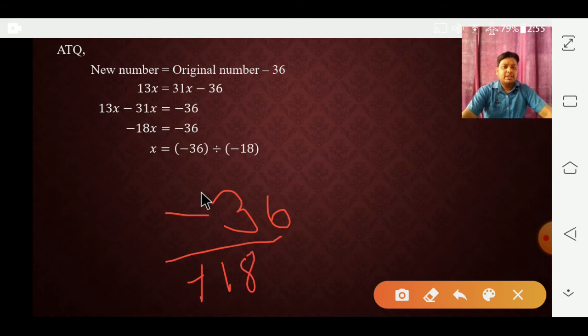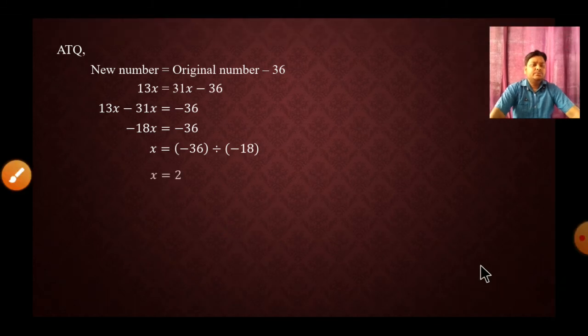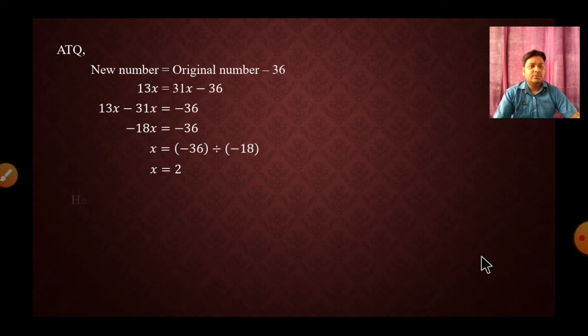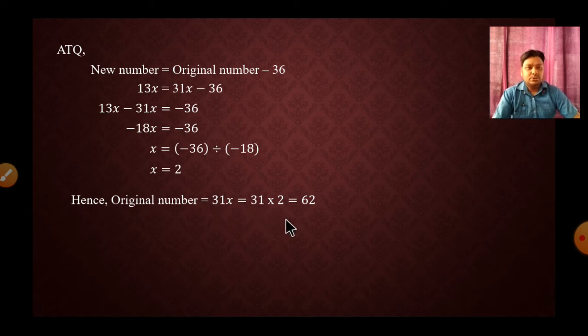Minus minus cancelled out, and 18 1 ja 18 and 18 2 ja 36. 2 by 1 it means what? Only 2. It means the value of x we will get as 2. Okay. Now after getting x, the value of x is equal to 2, we will put the value of 2 in the original number. So the original number will be 31x. It means 31 into 2, that is 62. Okay students. So I hope that you all have understood.